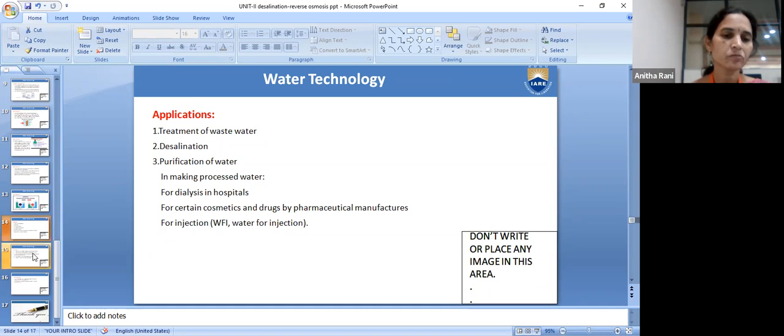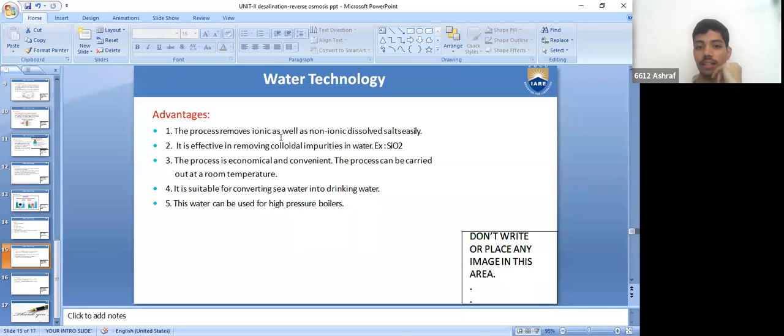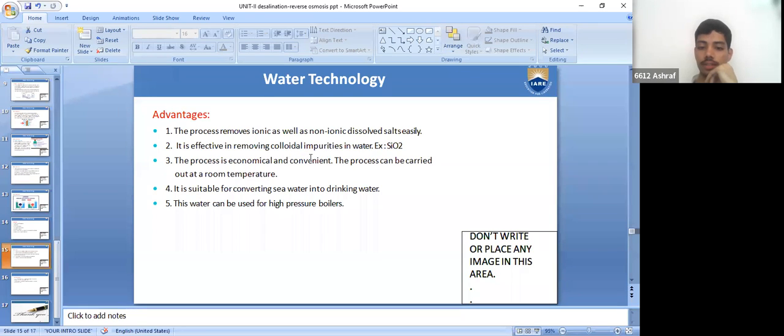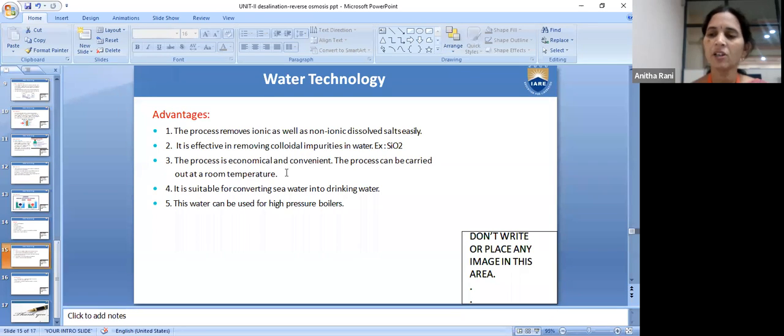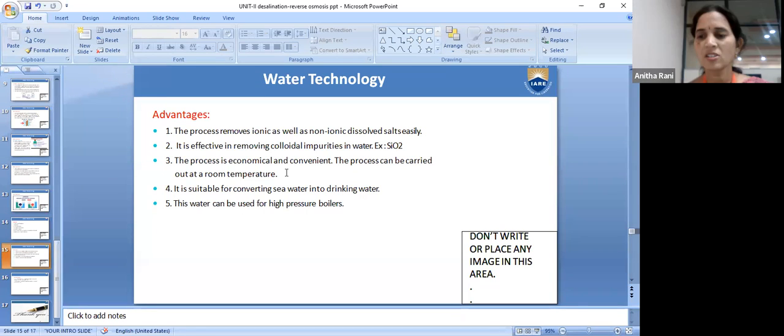So by this reverse osmosis process, what is the advantage? If they ask you to write the advantage of reverse osmosis, what will you write? By this process, what can we remove? Ionic and non-ionic dissolved salts we can remove, and also colloidal impurities. Okay. Next advantage: it is an economical and convenient process, yes or no?